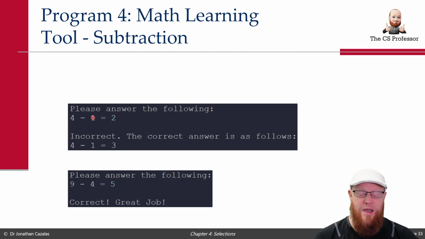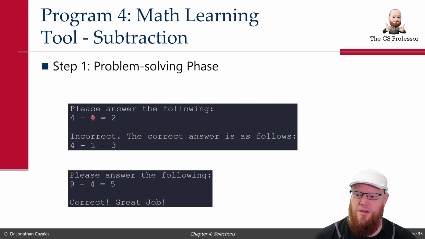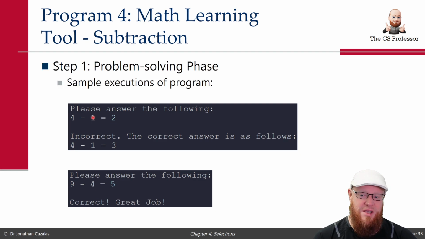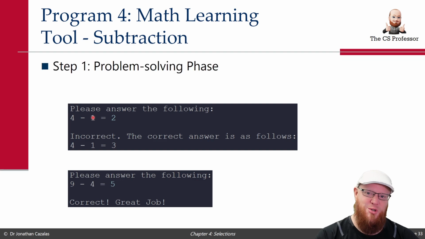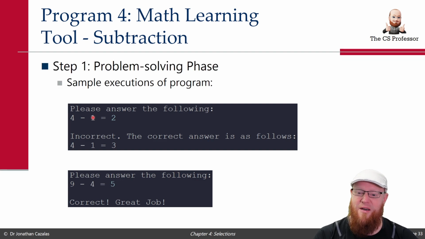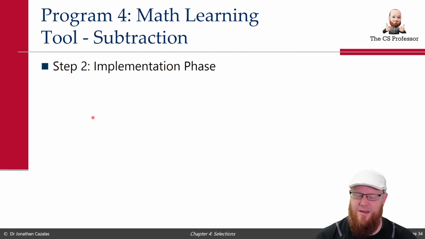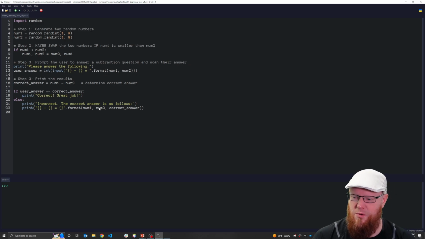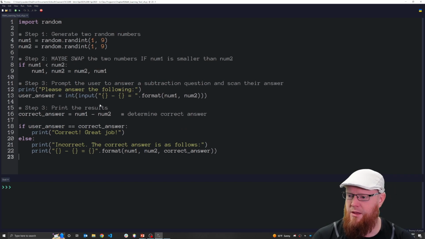Please answer the following: 9 minus 4 equals 5. If they get it correct, we say as much, and then we give them a nice message. Great job, go team, let's go. So this was the sample execution. That's a great execution of this slide to put up after already seeing what's on the slide. So implementation. This is what we saw last time.